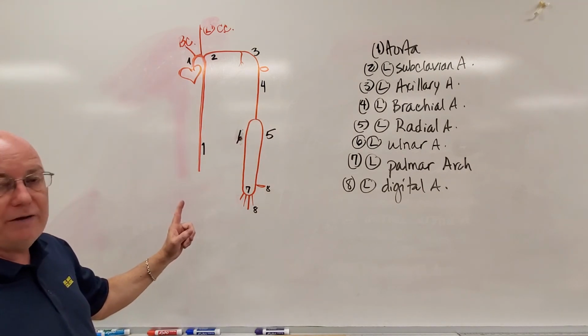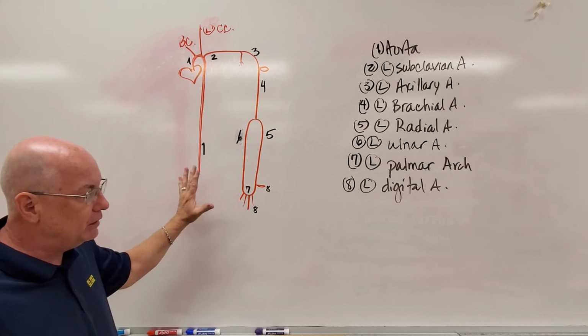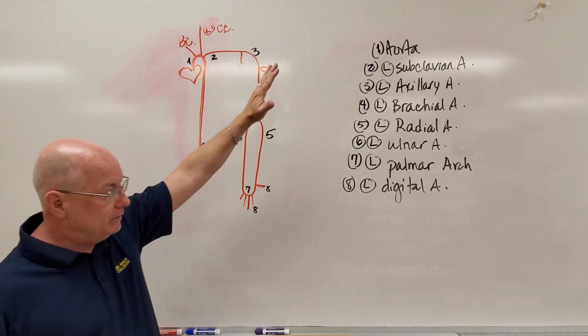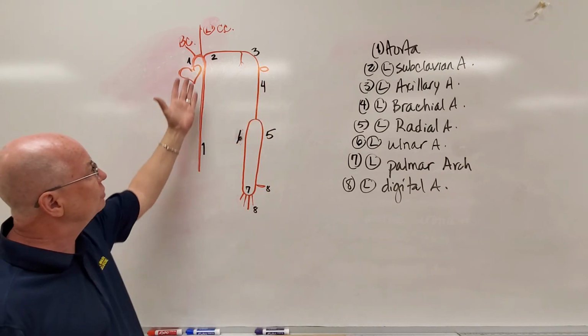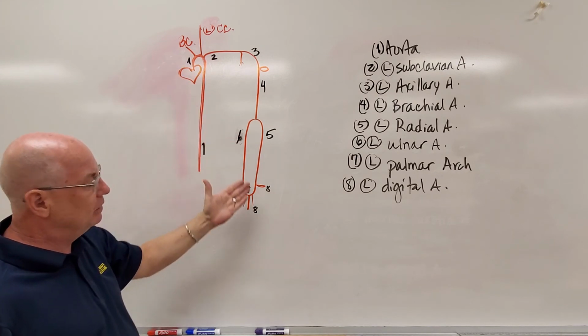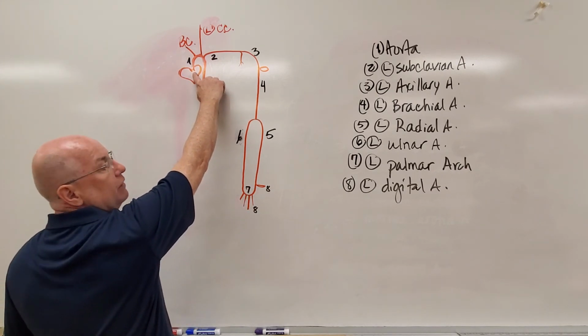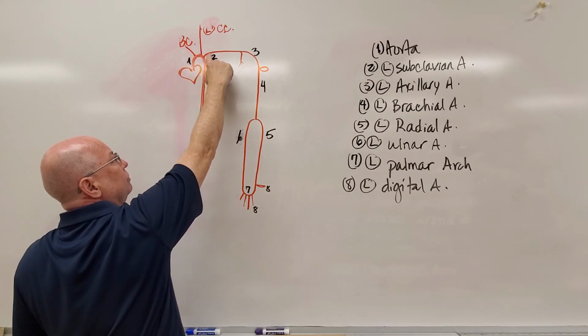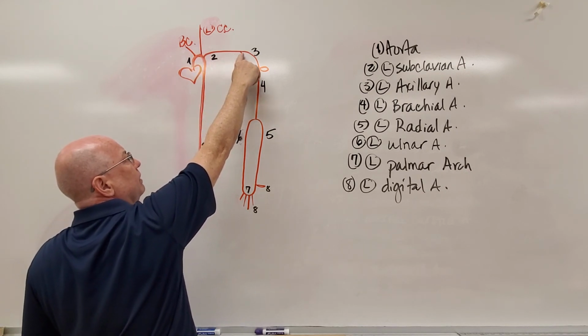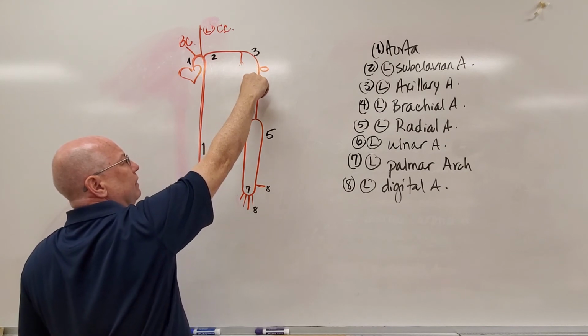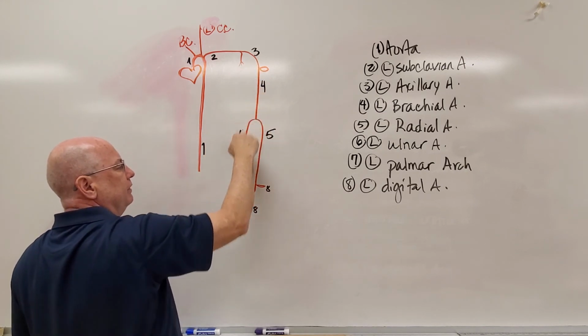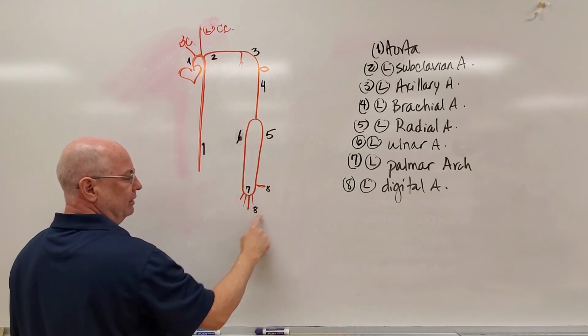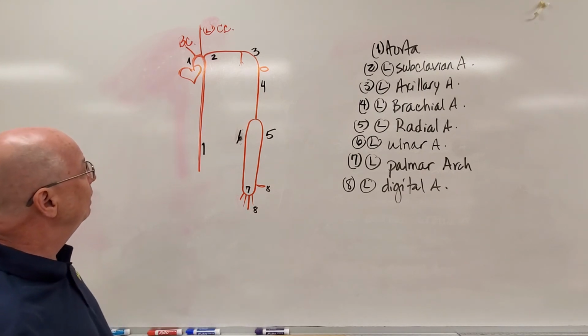So I hope you have all this down. If not, you need to pause the video, draw it, make your list, but those are the vessels that carry blood from the heart to the digits. You leave the left ventricle out the aorta, you go out the aortic arch to the left subclavian artery, left axillary, left brachial, left radial, left ulnar, left palmar arch, and the left digital arteries, okay?